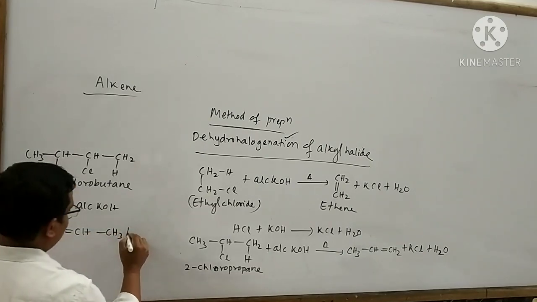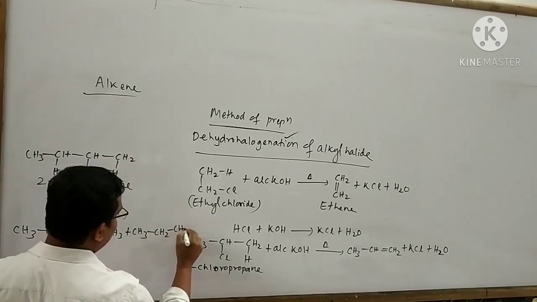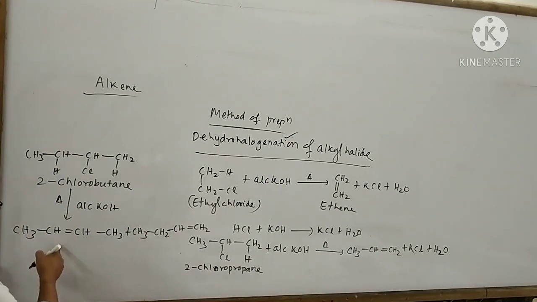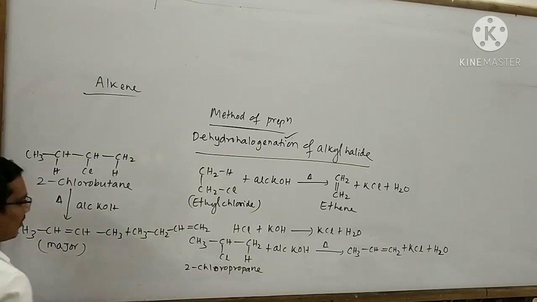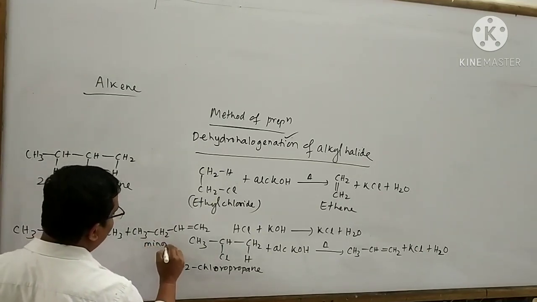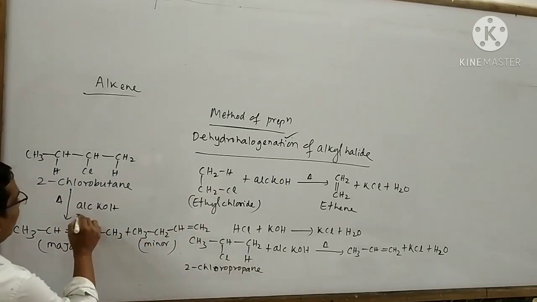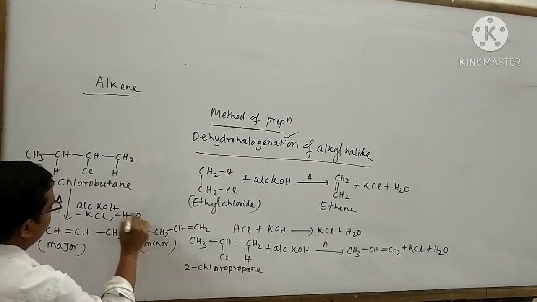Another is CH3-CH2-CH=CH2. By applying the Saytzeff rule, this is your major product because this is the most alkyl substituted alkene. This is said to be the minor product. Here the byproducts are HCl and water.